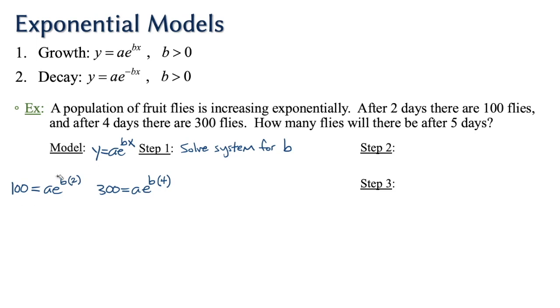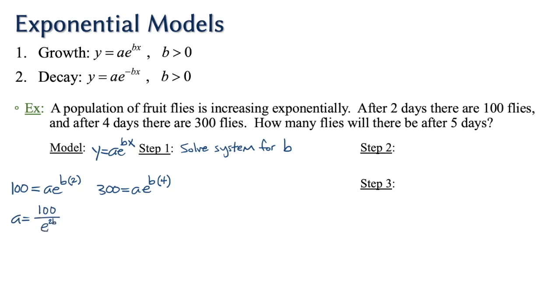So let's go to our first equation, because I want to use substitution, and let's figure out what a equals, so then we can plug into the second equation and get the value for b. If I go to my first equation and get a by itself, that means I have to take my 100 and divide it by e to the 2b.